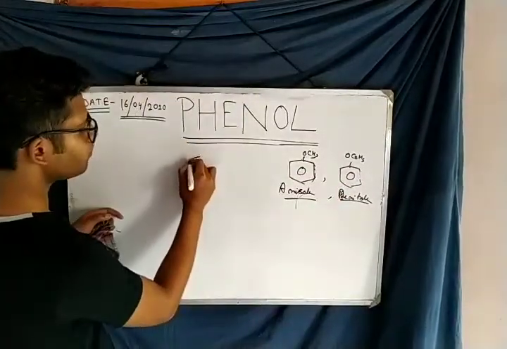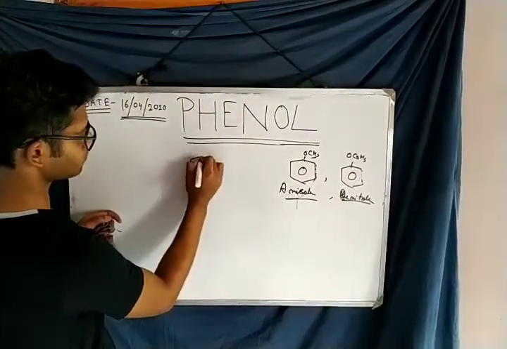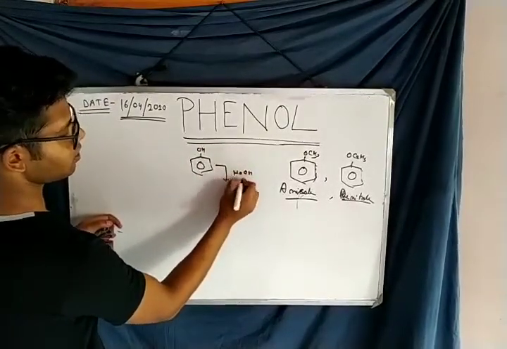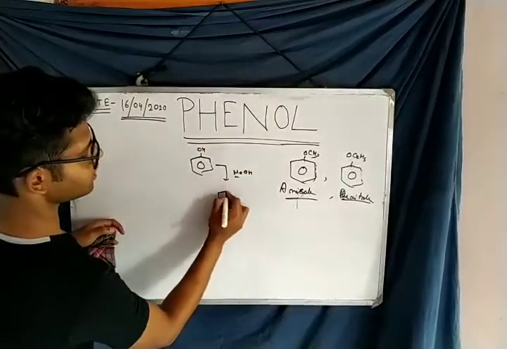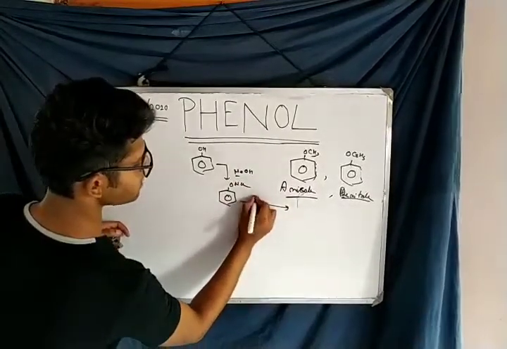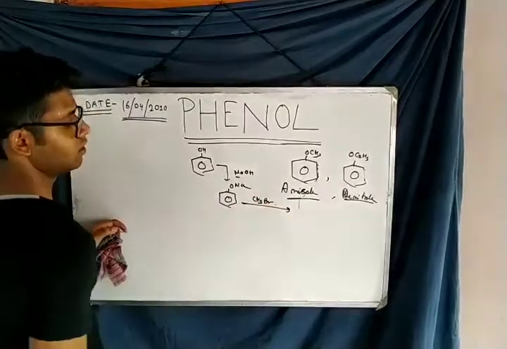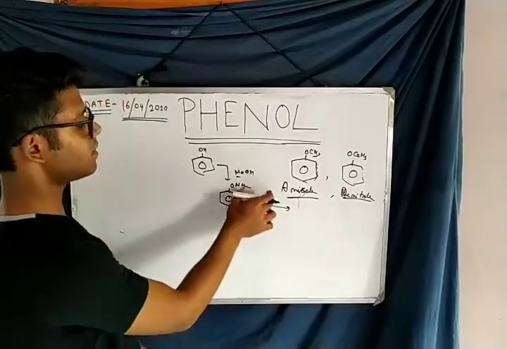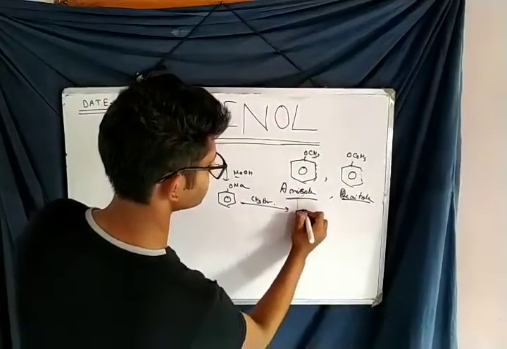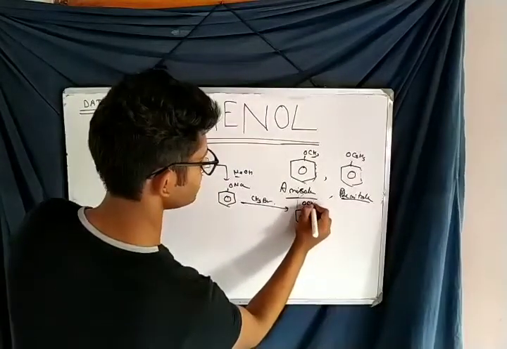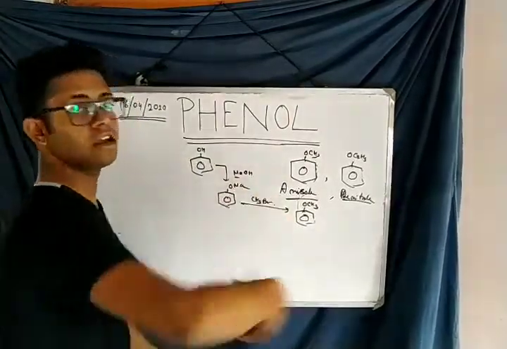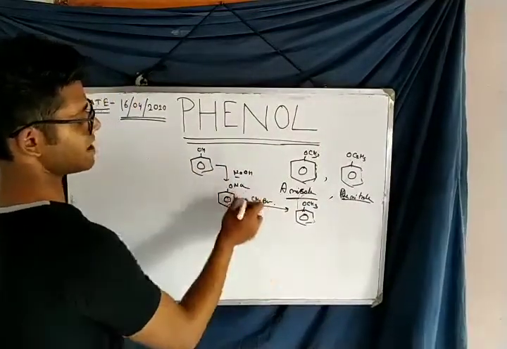If phenol is treated first with NaOH, we know this hydrogen atom is replaced by Na, so the compound will be ONa. Then it is reacted with CH3Br. This Br atom is replaced by sodium, so the compound obtained from this reaction is OCH3. The Na group and Br group will be attached and received from this reaction as NaBr.